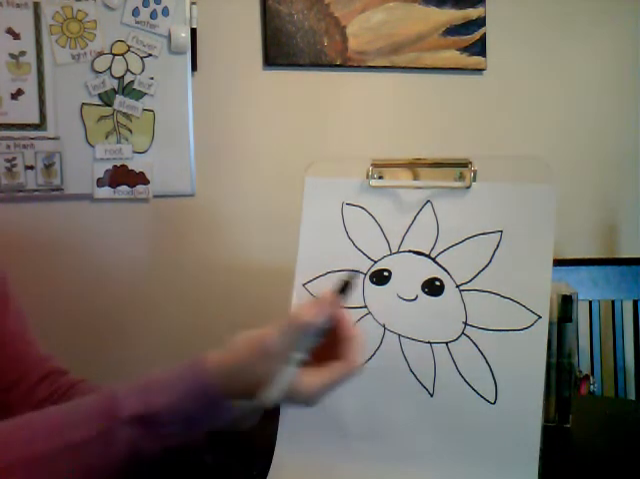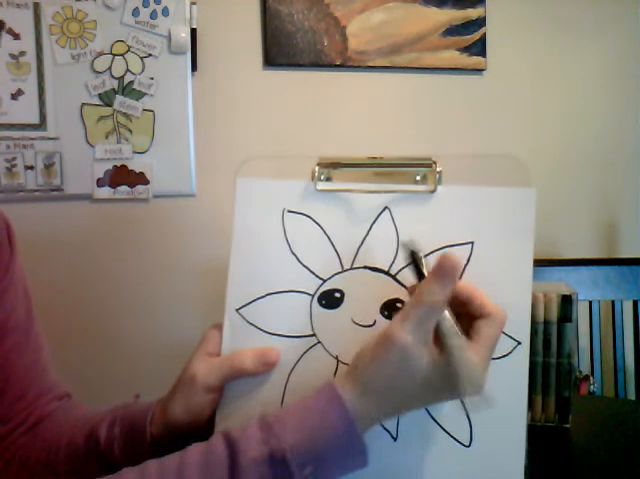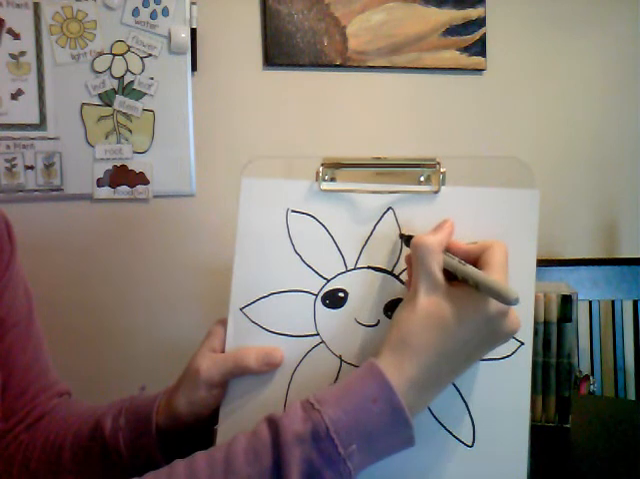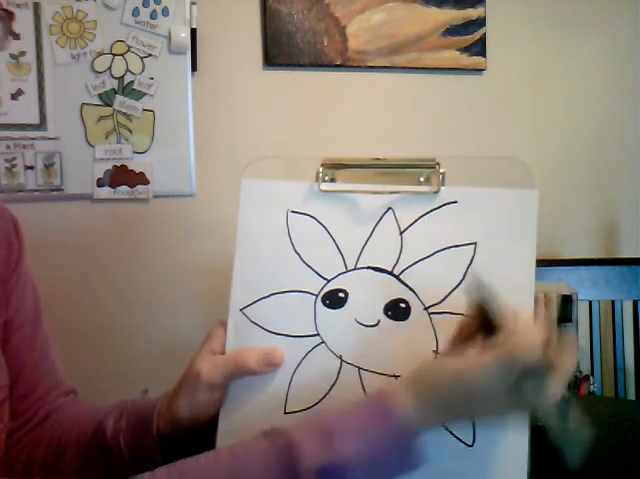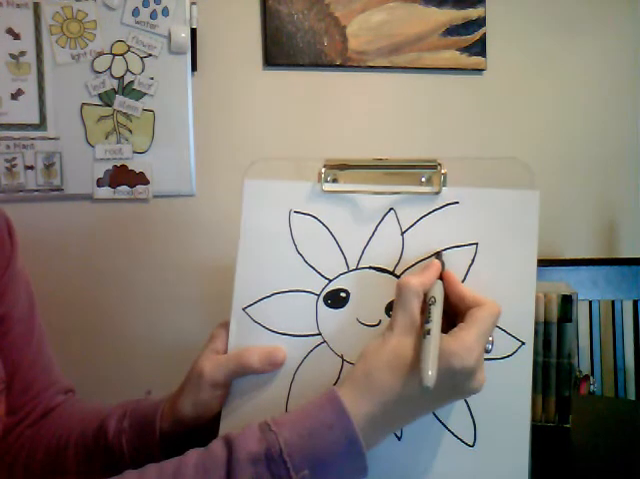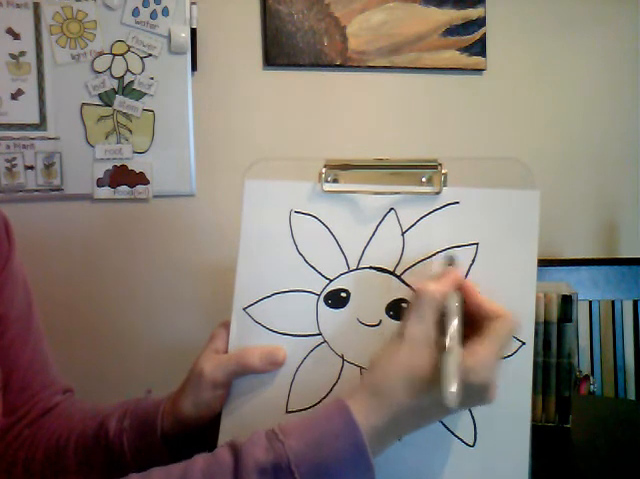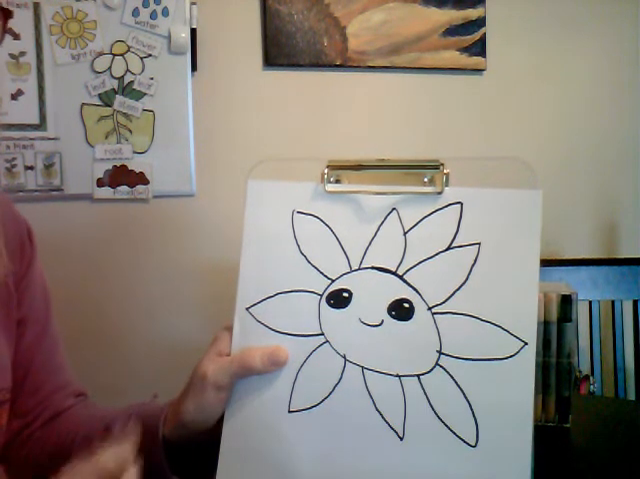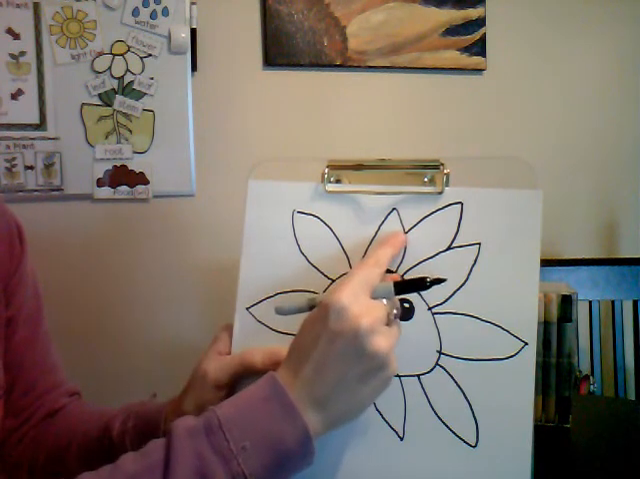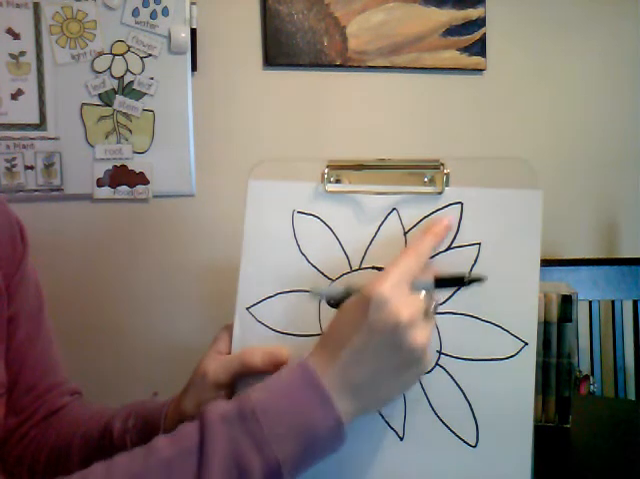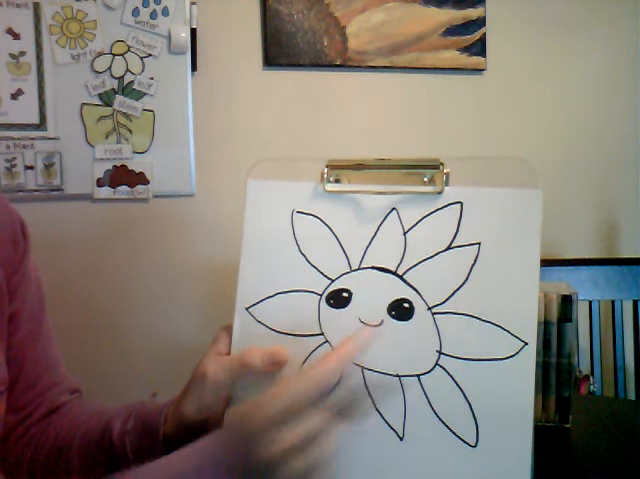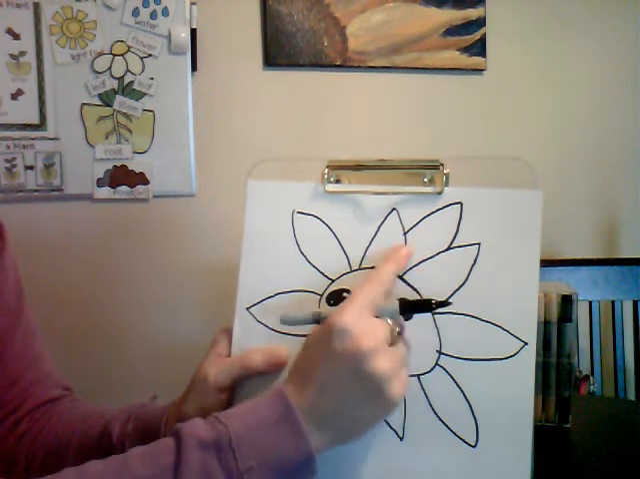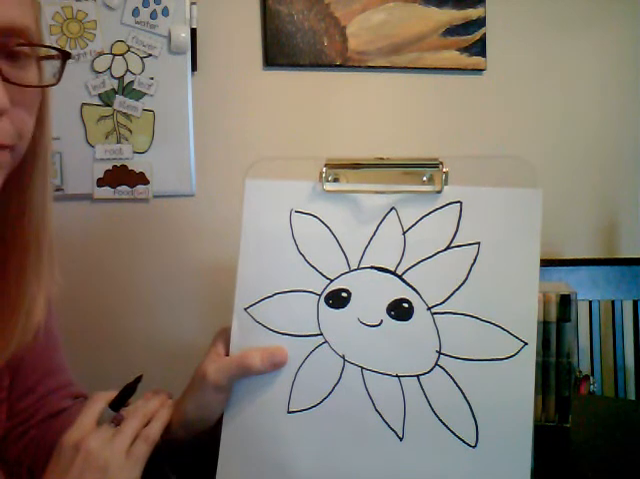So the way I'm going to do that, I'm going to start here at this petal, and I'm just going to do the same thing. Curve and stop, and this time it will only come back down to this petal. See how it started at this line here and stopped at this line, at that petal? And that makes it look like this petal is behind these two petals.